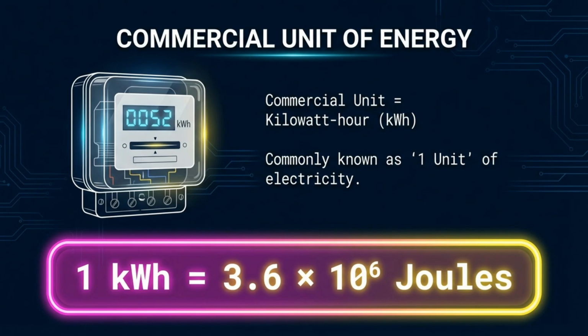The commercial unit of electrical energy is the kilowatt hour, or kWh, commonly known as 1 unit of electricity. 1 kilowatt hour is equivalent to 3.6 times 10 to the power of 6 joules.